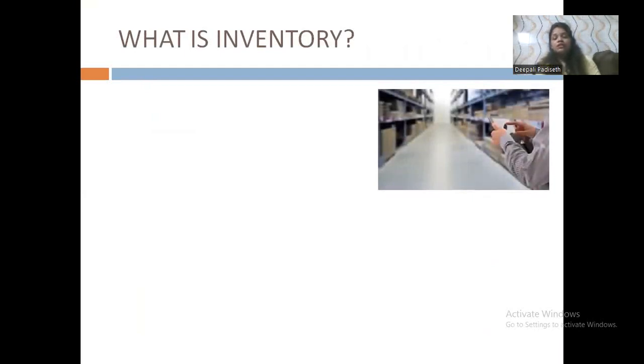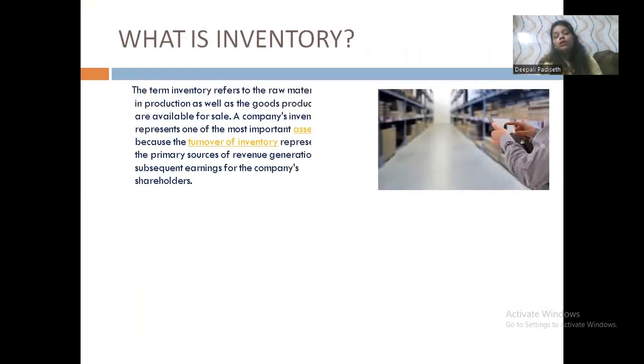Now, inventory is the raw materials, work in process, and final goods that are ready to be sold. Inventory is one of the most valuable assets for a company or for a business. If there is an excess amount of inventory in a company, then that can be a liability to the company.